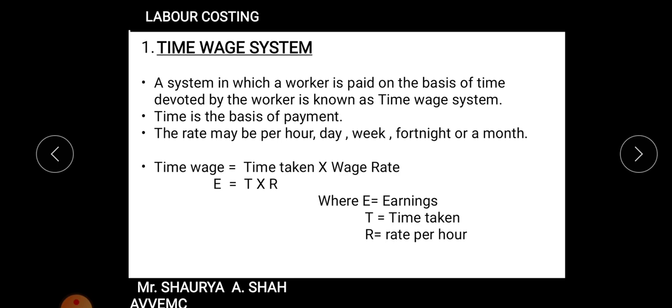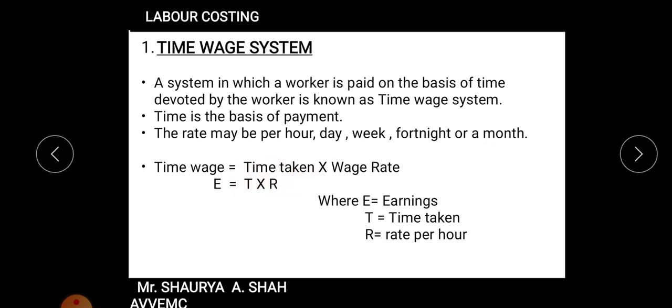So time wage system, as I told you, is where the worker is paid on the basis of the time he has taken to complete the production process. So time devoted by the worker is known as time wage system. Very simple. Time is the basis of the payment. The rate may be per hour, per day, per week, fortnight, or a month. So this is based completely on the time. In your sums, two or three pieces of information will be given: how much time is spent by the worker, and what is the wage rate for it. So time wage is time taken.